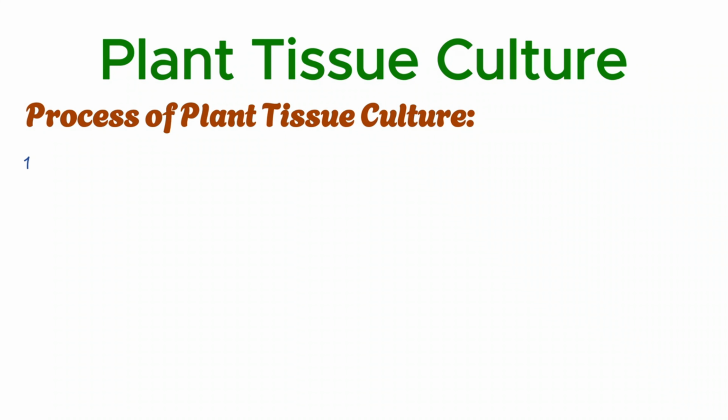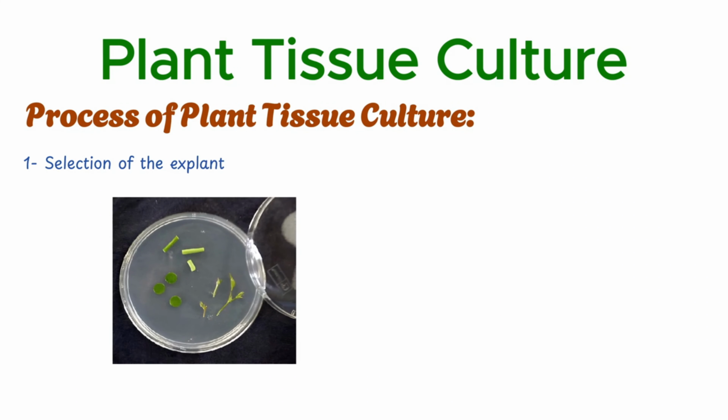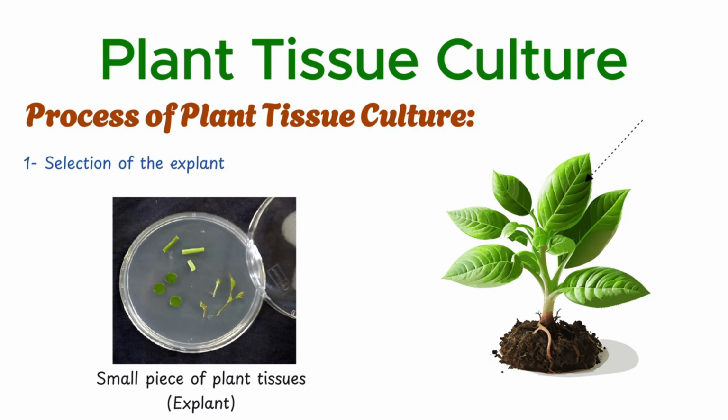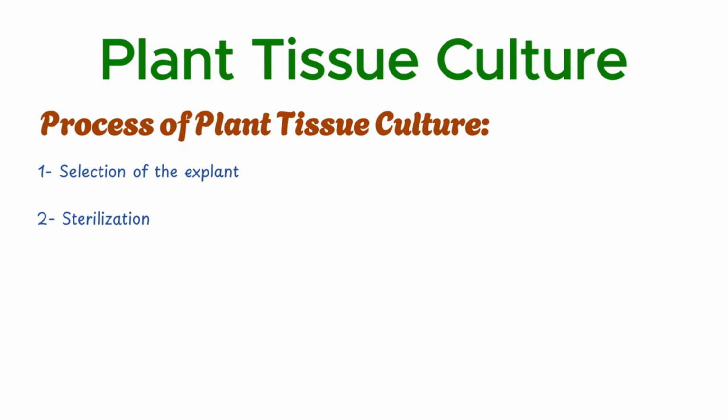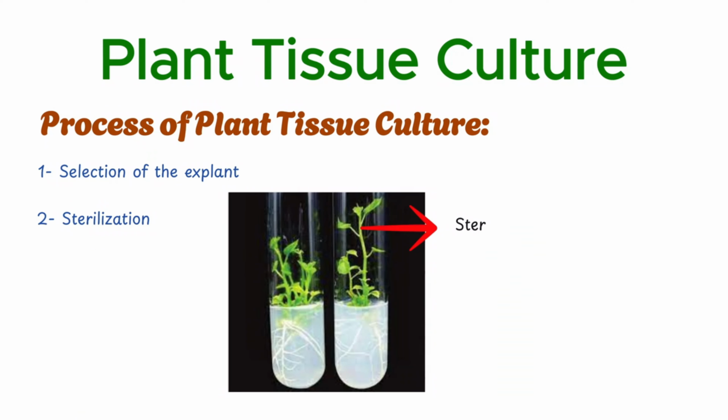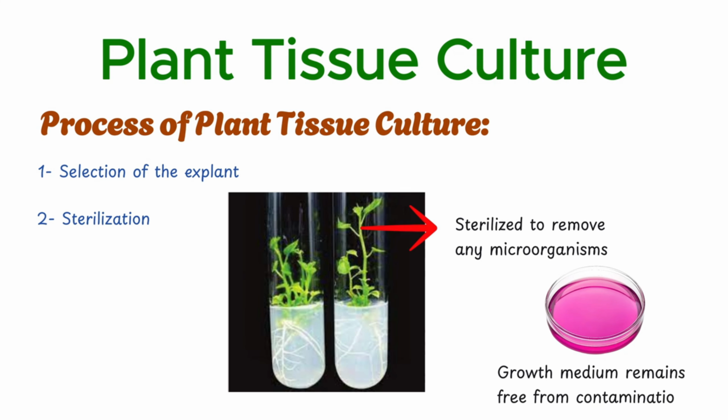First, we start with the selection of the explant. A small piece of plant tissue, called an explant, is carefully taken from a plant. This could be a piece of a leaf, stem, root, or meristematic tissue. Next is sterilization. The explant is thoroughly sterilized to remove any microorganisms. This ensures the growth medium remains free from contamination.